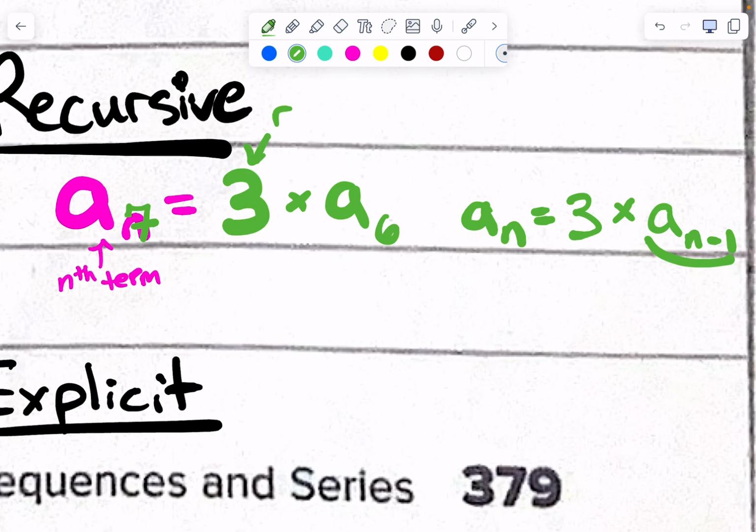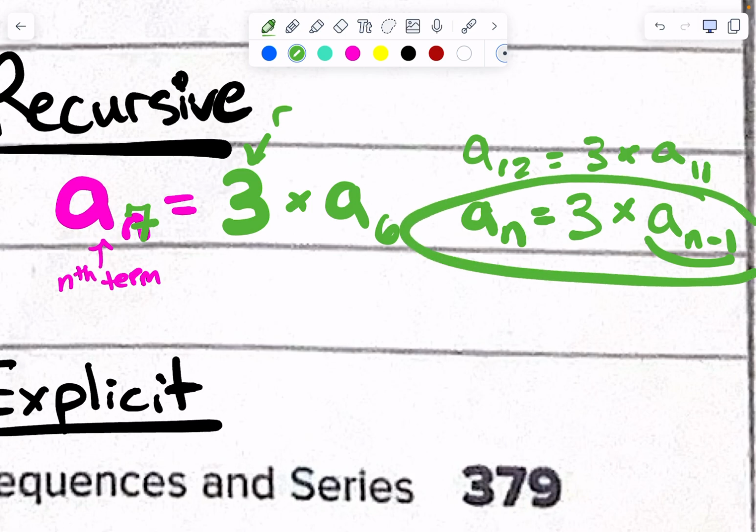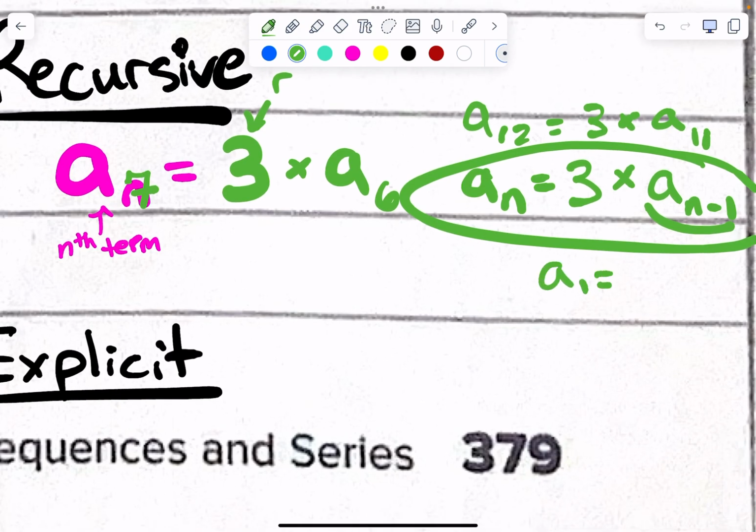A sub n is any term that I want to talk about. Maybe it's the 7th term. If this is the 7th term, I'm going to take the one right before it, which would be the 6th term. If I want to find the 12th term, this would be A sub 12 equals 3 times the 11th term, the one right before it. So A sub n minus 1 is just a fancy way of saying the one right before it. So they just write it as this formula instead. That's the recursive formula.